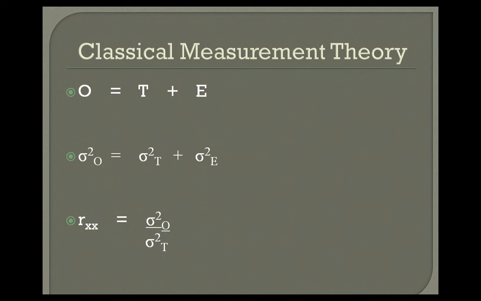Well, think of what this means. If your observed score was really, really close to your true score, then error would be really close to 0. Doesn't that make sense? If your observed score was close to the true score, then there is no error. Then your error variance would also be close to 0, and the variance of the observed score would be very close to the true score variance, and the ratio of those two would be approaching 1. So you'd have a high correlation here.